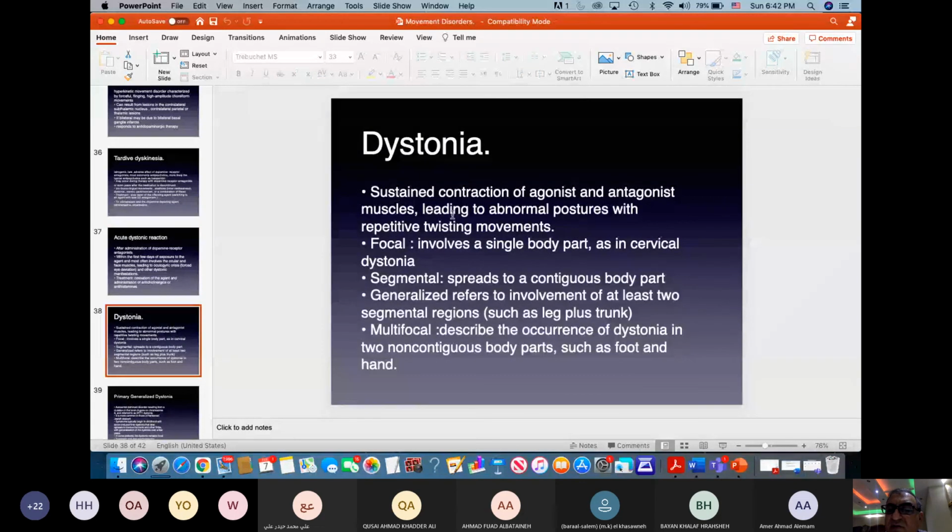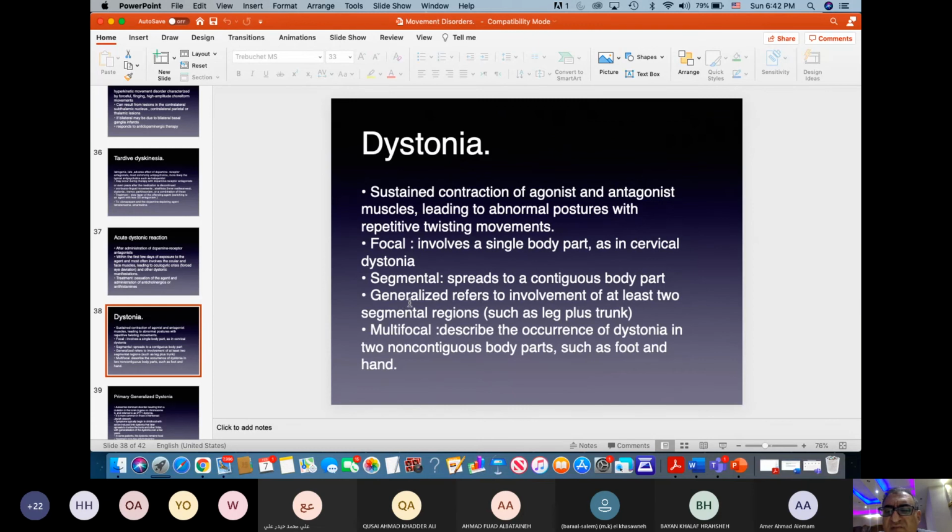Dystonia, as I said, is sustained contraction, agonist and antagonist, leading to abnormal posture with repeated twisting movement. It can be focal, segmental, or generalized. Now, focal dystonias are not uncommon. We see blepharospasm, hemifacial spasm, and torticollis, where the patient comes like this. And we use, for example, Botox, botulinum toxin, or other forms of botulinum toxin for the treatment.